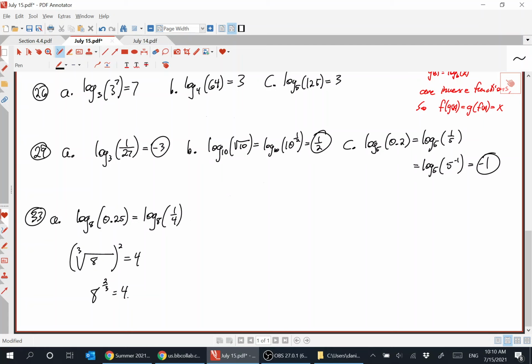So 8 to which exponent is 1/4? How do you get the reciprocal? What do you do to the exponent to get the reciprocal? Make it negative. So this is negative 2/3.